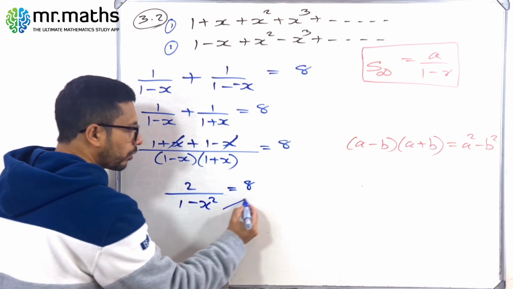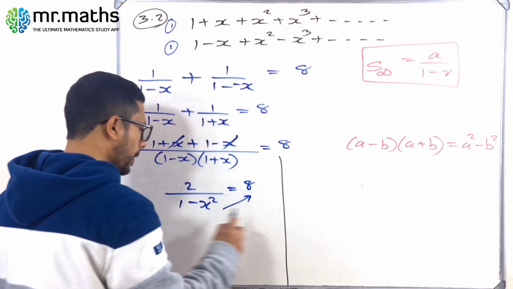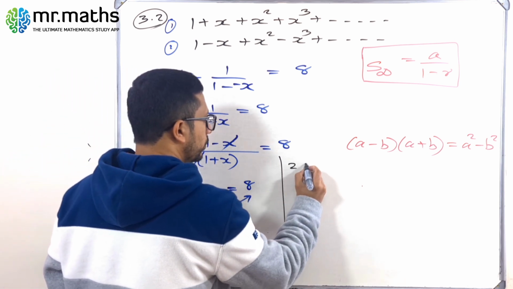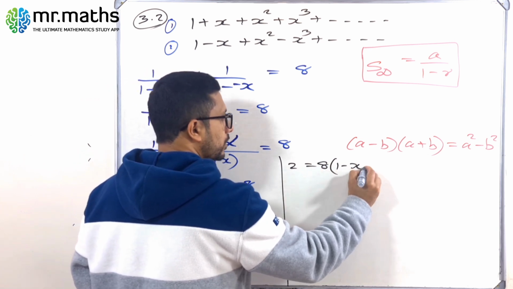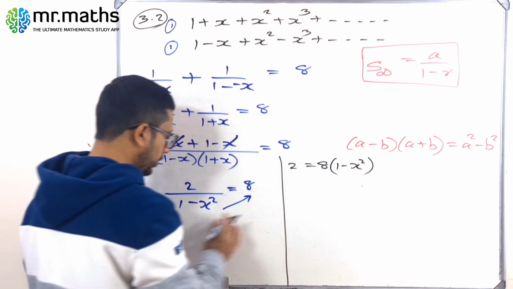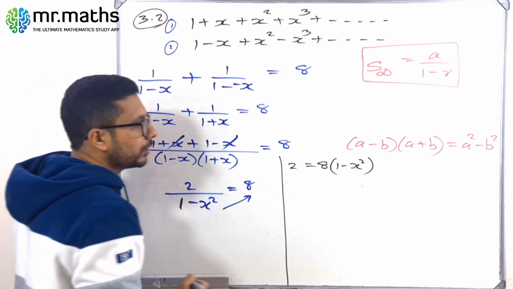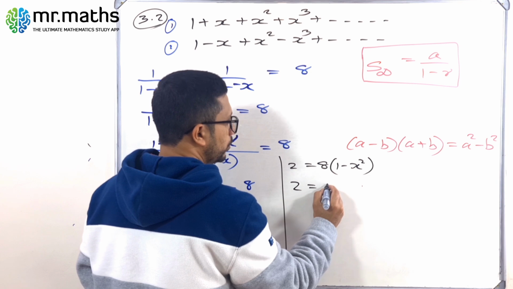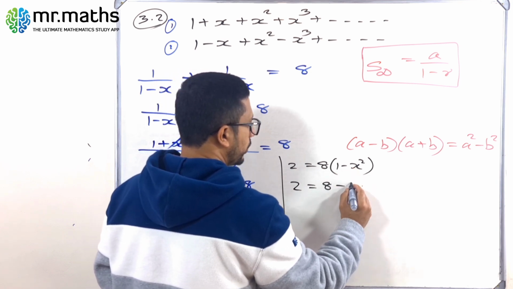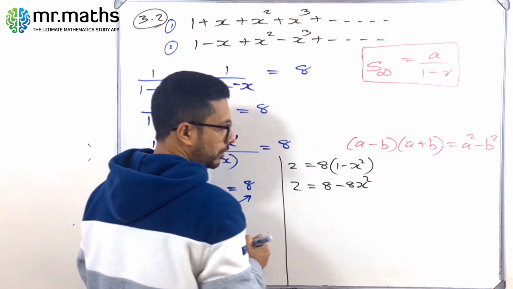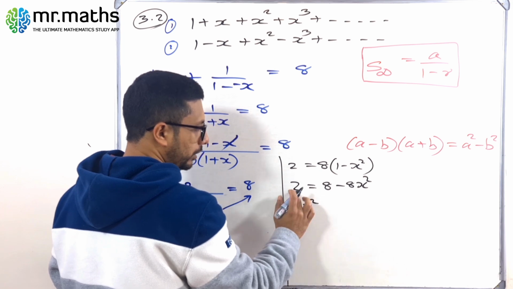So now you can cross multiply like this, am I right? Okay, so let me write the remaining here. So 2 is equal to, if you cross multiply, 8 times 1 minus x square, am I right? Cross multiply this 1 minus x square to here. Okay, so expand the bracket. 2 is equal to 8 into 1 is 8, minus 8 into x squared is minus 8x square. Okay, so take this minus 8x squared to this side and this 2 to the other side.